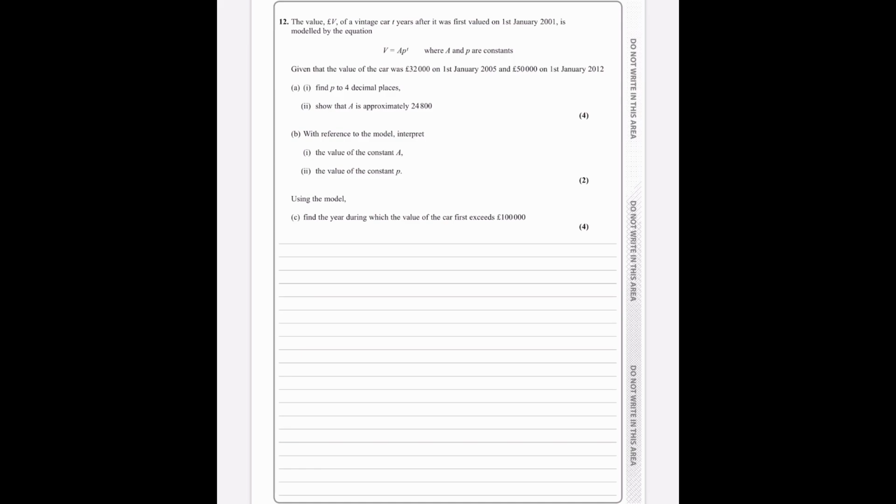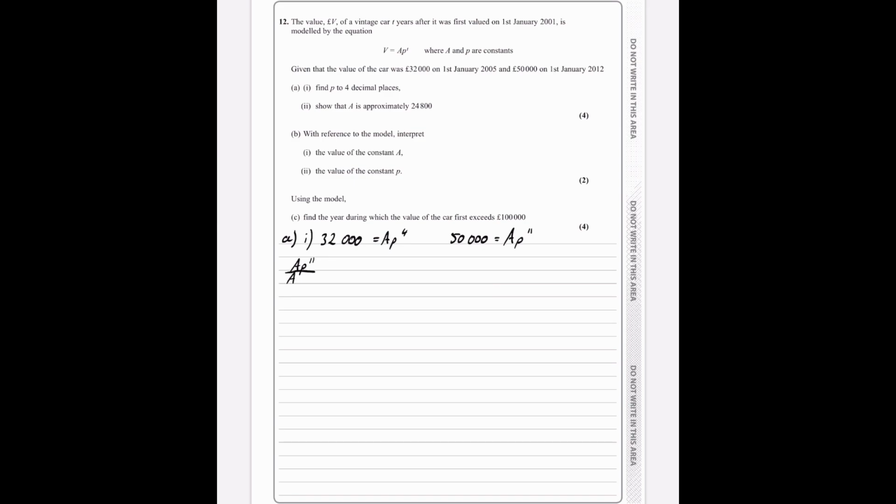Question number 12, we have an exponential model here. From the information that is given to us, we know that 32,000 will be equal to a lots of p to the power of 4. It's 4 years after 2001. And that 50,000 will be a lots of p to the power 11. 2012 is 11 years after 2001.